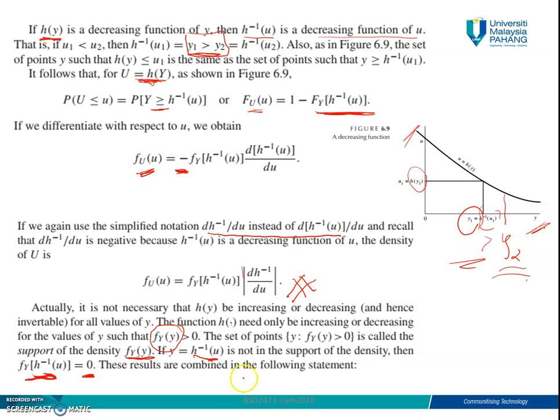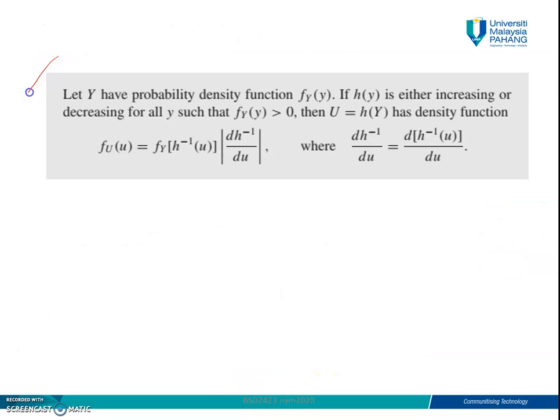So these results are combined in the following statement. This is the summary. Let y have the probability density function of this one. So you know we have y, a random variable. This random variable has this density function.